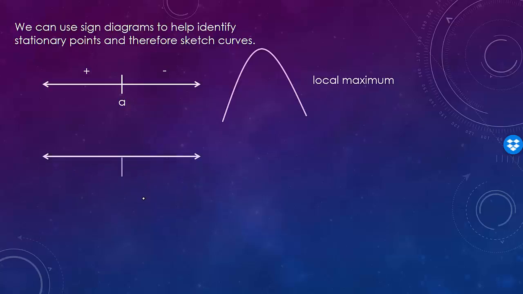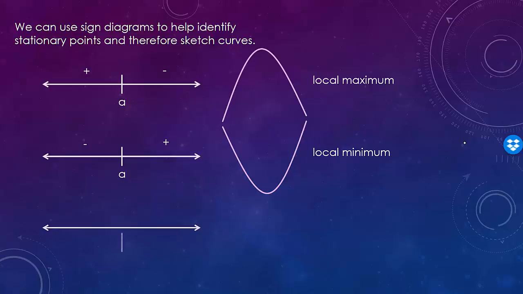Now let's look at a situation where at point A, we have negative, then positive. So that's got to come down, 0, up. So that one is a local minimum.